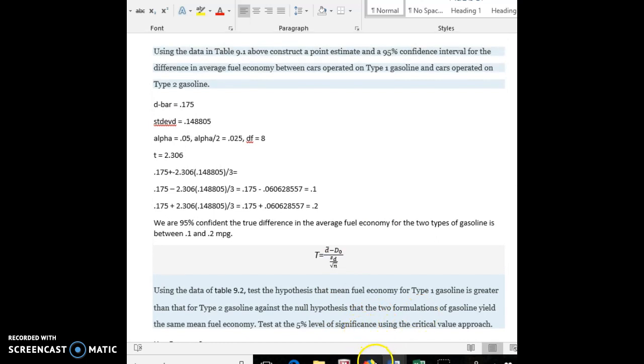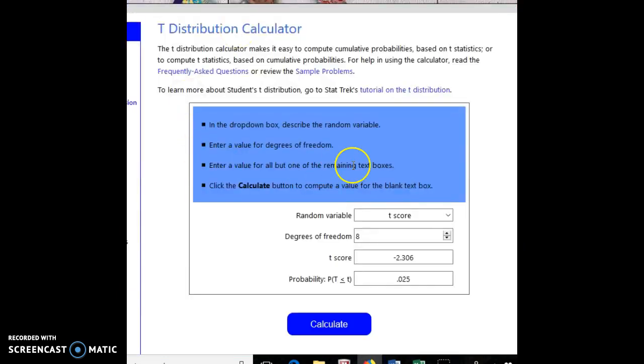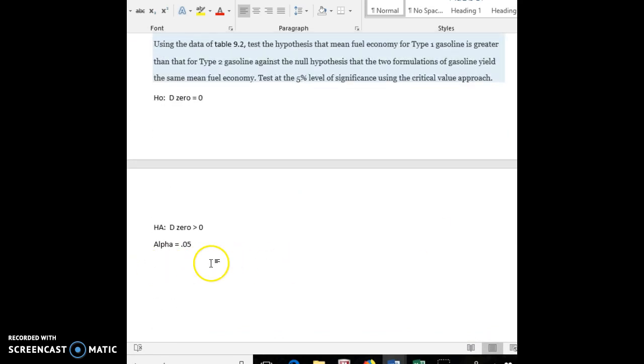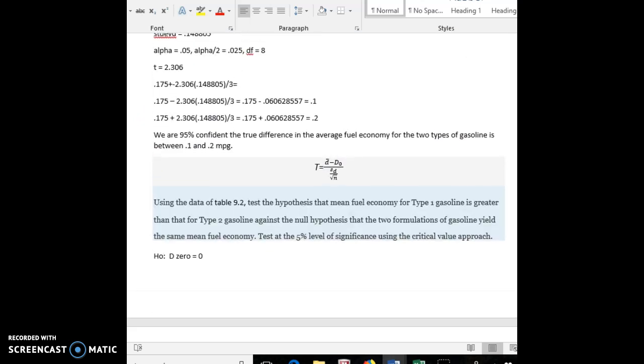All right, so let me go to the stat track. And we still have the 8 degrees of freedom from last time. But we want to look up 0.95. And our t-score is 1.86. All right, so I'm going to go down here and write critical value t is 1.86. So if we get a value from our test statistic that is greater than 1.86, we can reject the null hypothesis. So let's go, and here is our test statistic for paired differences.